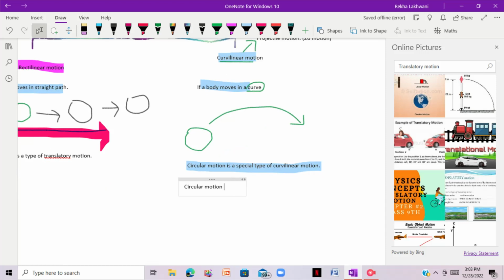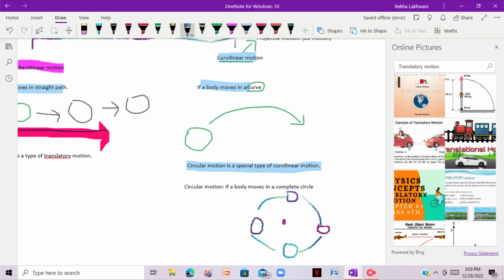For example, this is the axis and the body is moving. This is the ball, and the body is moving first here, then here, then here, then here. So it is moving in a circle. You can easily see over here the body moving in a complete circle. So that's why it is known as circular motion. I hope this is clear to you. Let me choose another color for the highlighter. Yellow is fine. I hope the concepts of translatory motion and rectilinear motion are both clear to you.